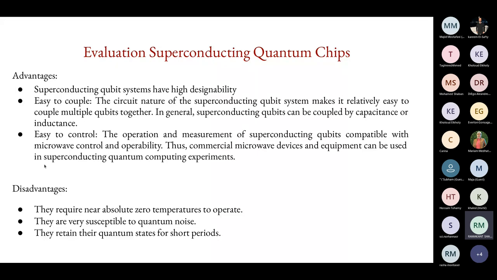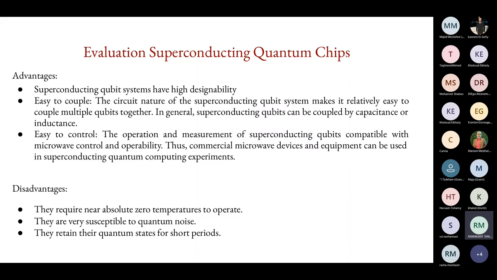As I have just mentioned, they require near absolute zero temperatures to operate. For example, with IBM Quantum, the quantum chips are operating at 15 millikelvin. So that's basically absolute zero. It's very hard to achieve that temperature. It's very time consuming and also very energy consuming.